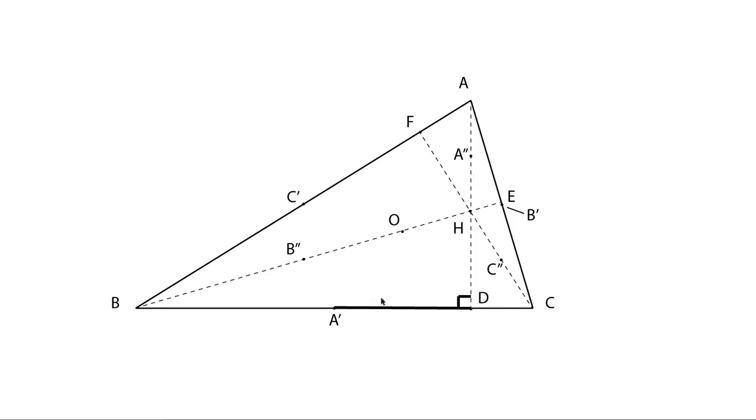So, what do we have? We started with any old triangle, ABC. Looks a little bit complicated. I dropped the perpendicular from A. That is, I drew a circle around A that went past below the line BC.